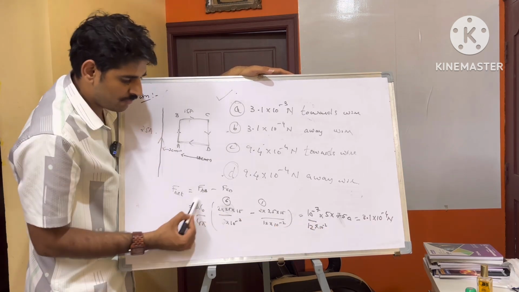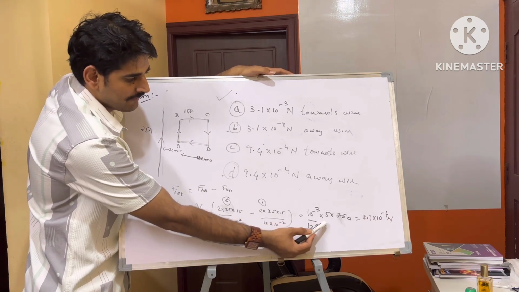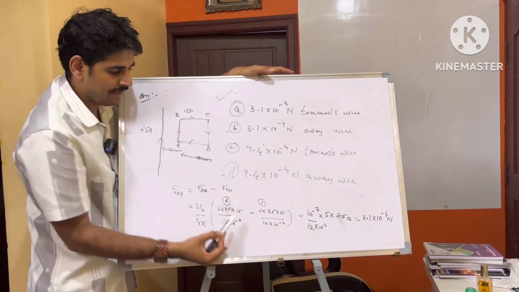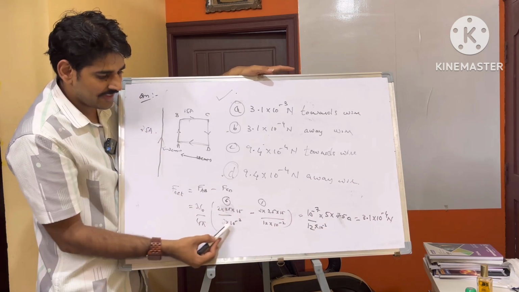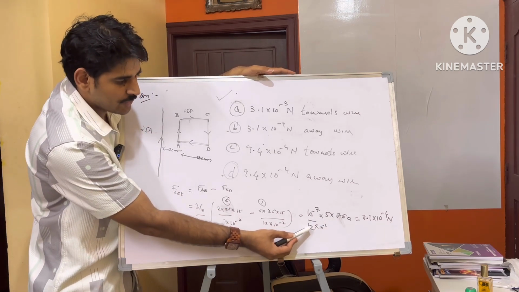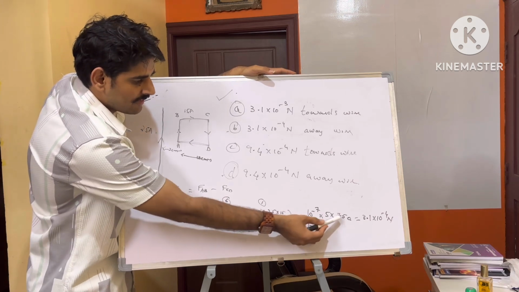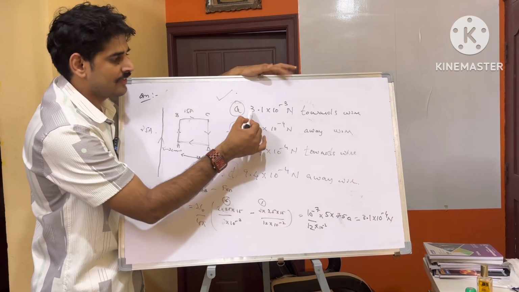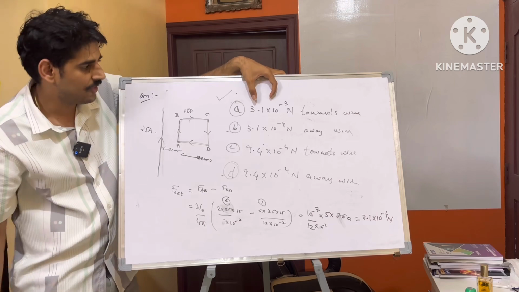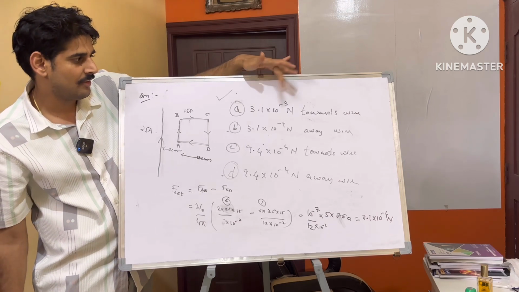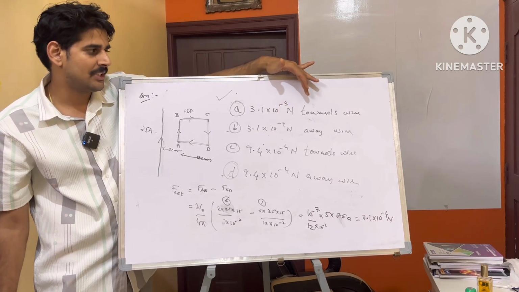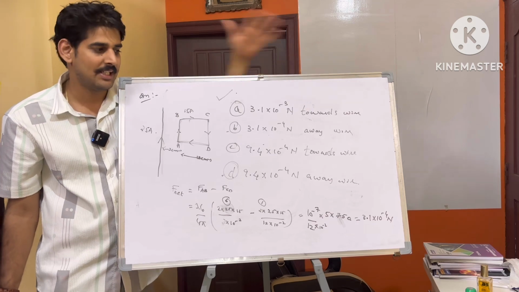So mu naught by 4 pi simplified is 10 raised to minus 7 into 5 into 750 divided by the denominator. As we have taken the LCM, it will be 12 into 10 raised to minus 2. Simplifying, we look for the option with 3 as the first coefficient: 3.1 into 10 raised to minus 3 Newton towards the wire is the final answer.